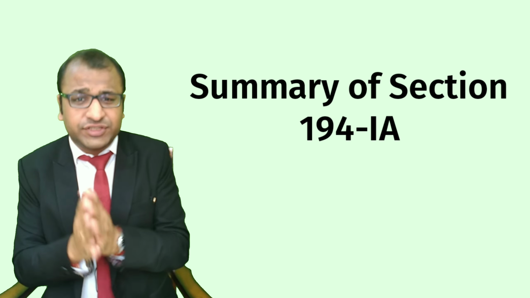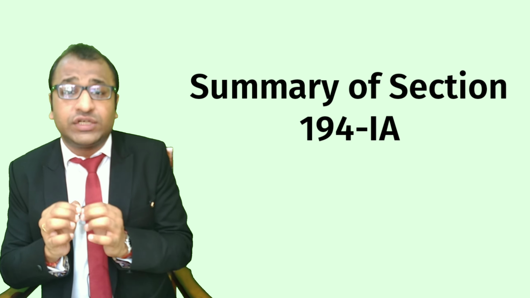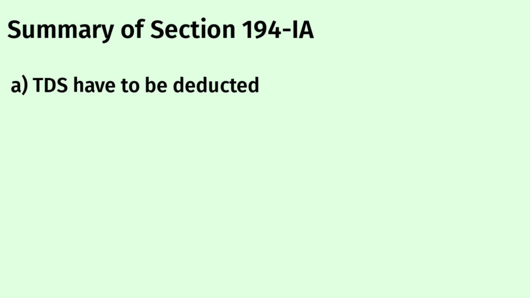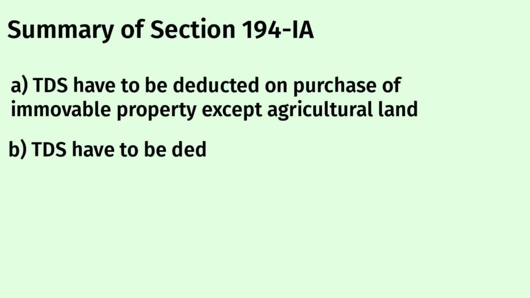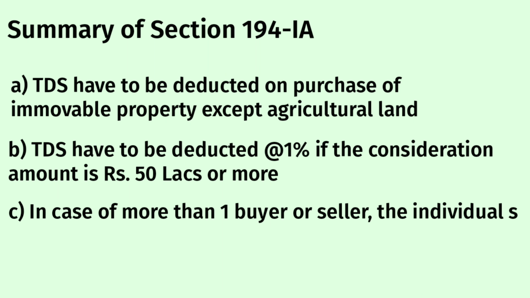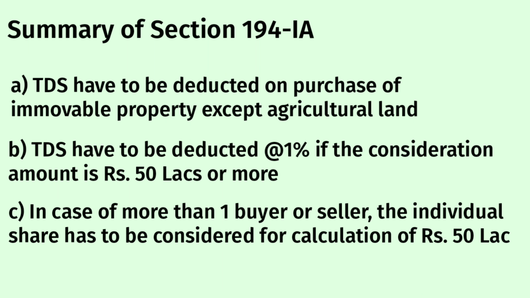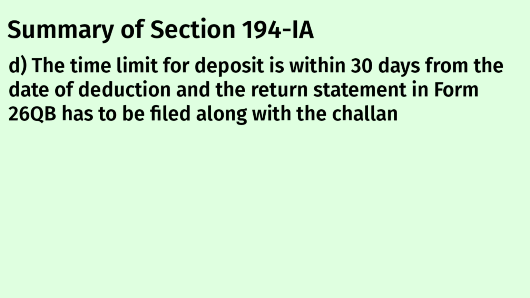So let's summarize our discussion on deduction of TDS under Section 194IA by revisiting key points you need to remember. TDS has to be deducted on purchase of immovable property from a resident, except agricultural land. TDS has to be deducted at the rate of 1% if the consideration amount is rupees 50 lakhs or more. In case of more than one buyer or seller, the individual share has to be considered for calculation of rupees 50 lakhs. The time limit for deposit of TDS is within 30 days from the date of deduction, and the return statement in Form 26QB has to be filed along with the challan.